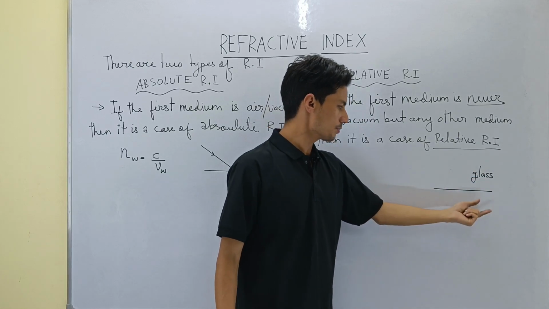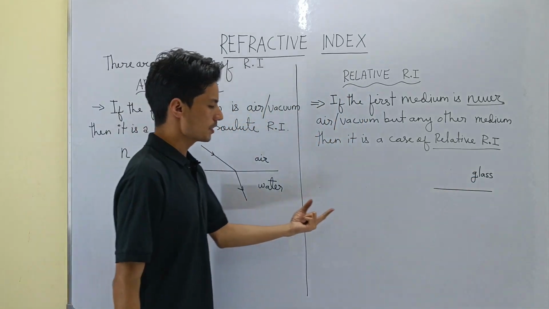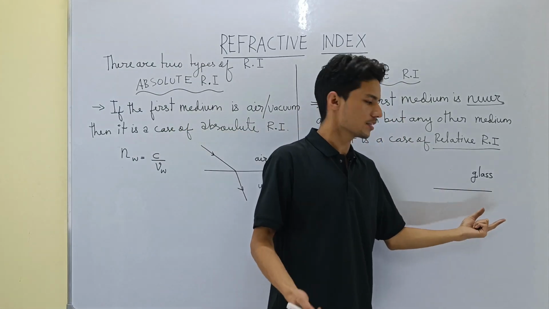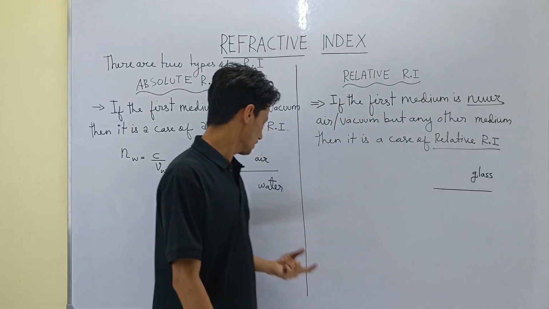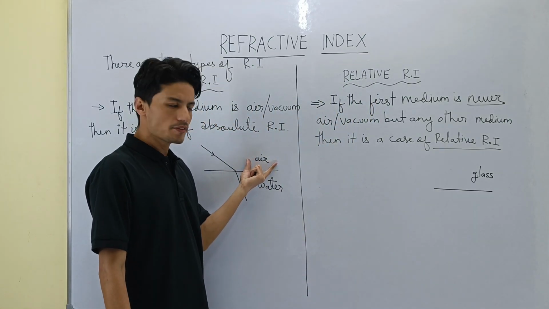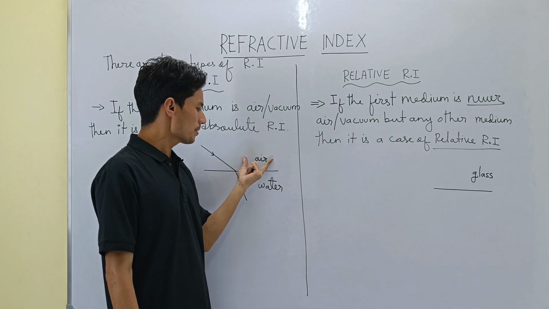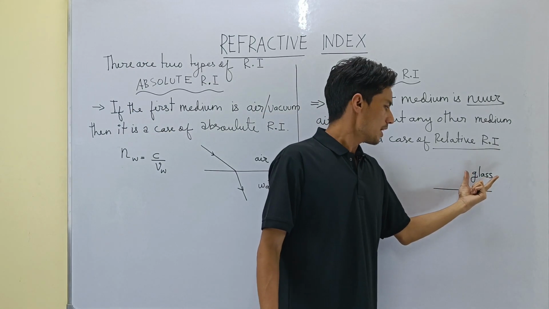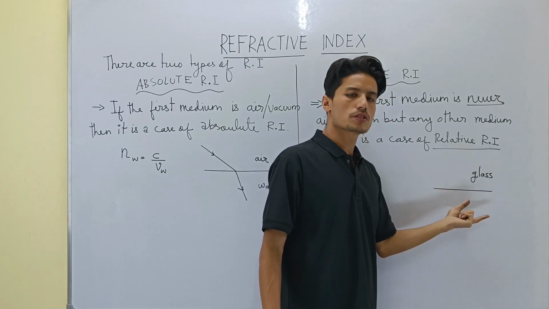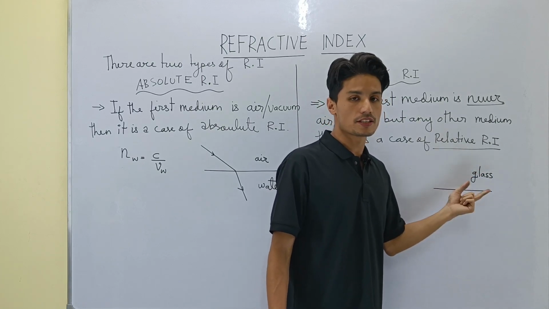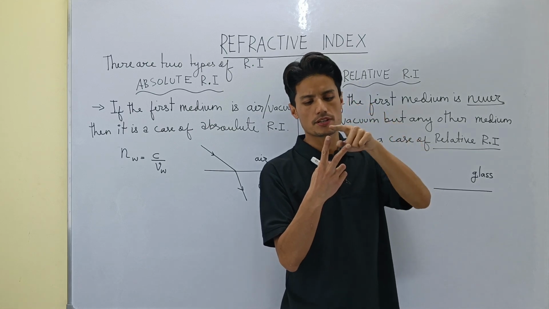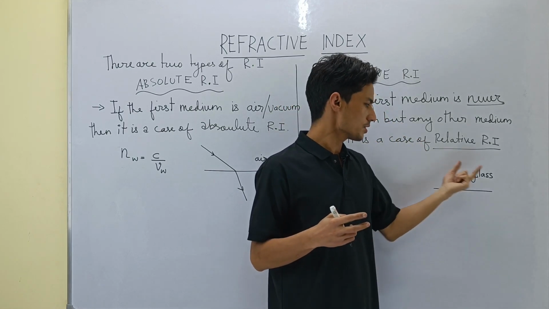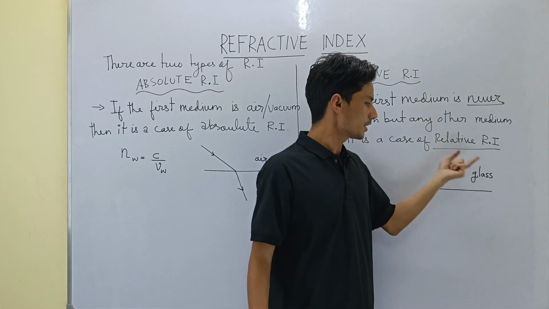Now you may be wondering, sir, what about the second medium? You did not tell us anything about the second medium. Yes, I did not tell you because the second medium can be any medium. Everything is determined by the first medium. If the first medium happens to be air, then it will be absolute. If the first medium is any other medium besides air, then that falls under relative, because there are only two cases. It can be either absolute or relative. If it is relative, then not absolute. If it is absolute, then it won't be relative. So you just have to know how to tell which is which.